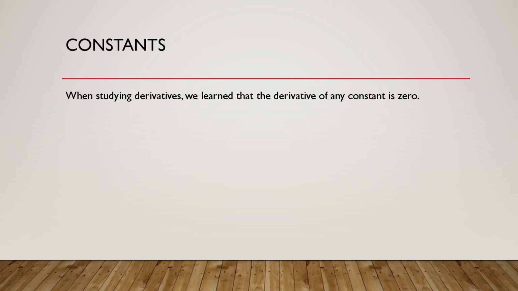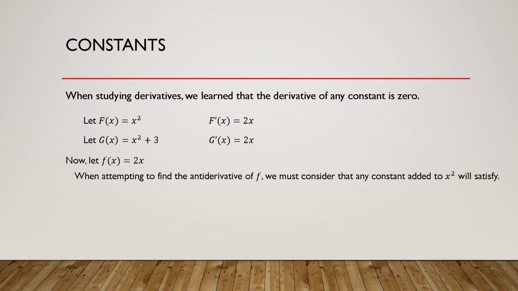When studying derivatives, we learned that the derivative of any constant is 0. Let capital F of x equal x squared. So capital F prime of x equals 2x. Then let capital G of x equal x squared plus 3. Capital G prime of x is also equal to 2x. Now let f of x equal 2x. When attempting to find the antiderivative of f, we must consider that any constant added to x squared would satisfy.